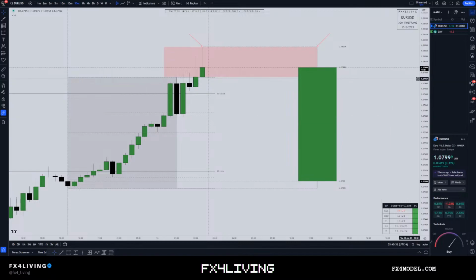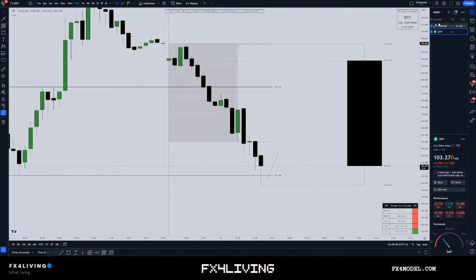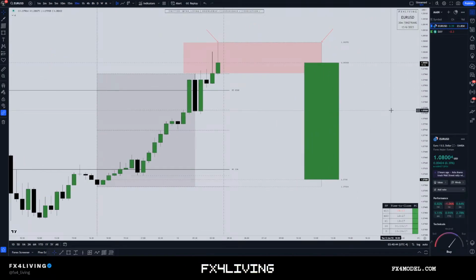But that might be it, because look, on the DXY, I have DXY on my other screen and we kind of rejected the previous daily low, right? So we are chilling.